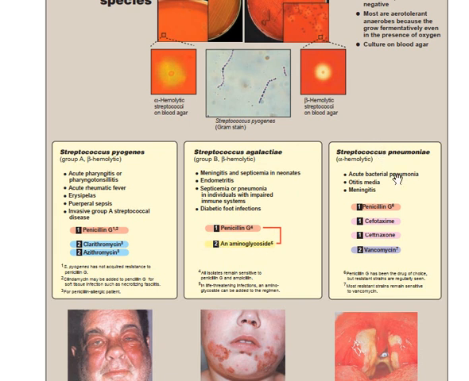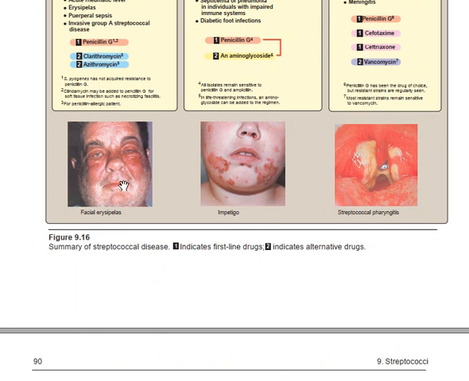Now, Streptococcus pneumoniae, which is alpha hemolytic, can cause acute bacterial pneumonia, otitis media, and meningitis. The first line is penicillin G, or as first line you can also use cefotaxime. Cefotaxime is a second generation cephalosporin, and you can also use ceftriaxone, which is a third generation cephalosporin, and you use vancomycin in second line. Is it clear? So this is an example of a facial erysipelas.